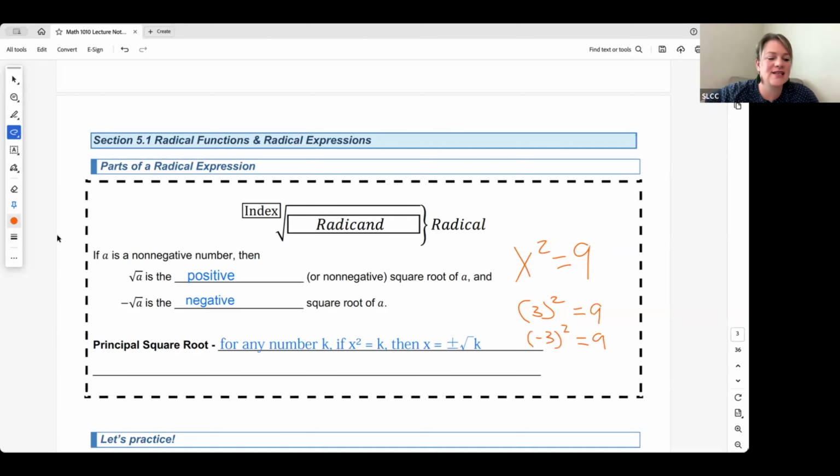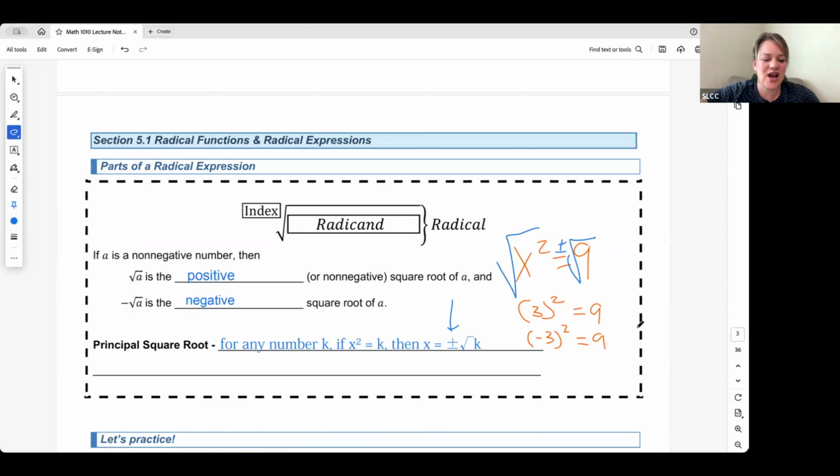Well, the process for solving an x squared would be take the square root of both sides. So now we have this principle of square roots. Anytime you take the square root, you need to remember plus or minus. So the square root of x squared is plus or minus the square root of 9.